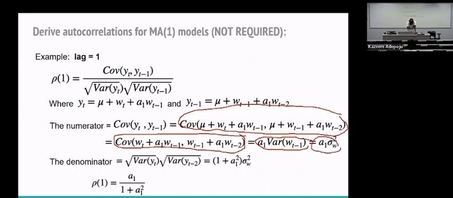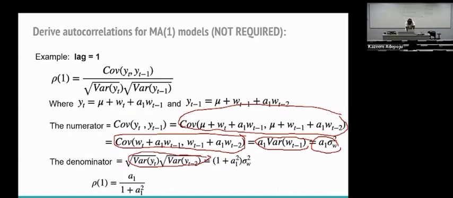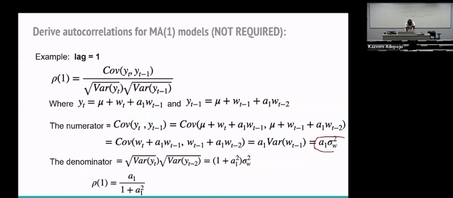Now, if this is the covariance, don't forget we've already derived the variance the other time. If I go back, this is the variance for each, the variance of Y_t. That is also going to be the variance of Y_{t-1}. If you multiply and take the square root, you still have that. So you do this divided by this. When you divide, the sigma squared W will cancel out, and you're going to have A1 over 1 plus A1 squared. That's what you're going to have.